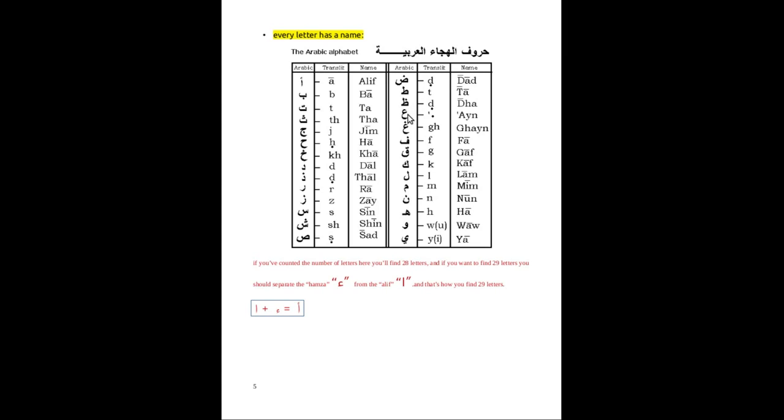And ra, like in French, robot, robot. And fa, qa, also this is a new sound, qa, qa. And kaf, qaf, I forgot to say the names, qaf, kaf, lam, mim, nun, ha, wow, yeah, as simple as that. So if you have counted the number of letters here, you'll find 28 letters. And if you want to find 29 letters, you should separate the hamza. This is called a hamza. You see this little thing on top of this vertical line? It's written like this from the alif. But this is just extra information that might be useful for you.